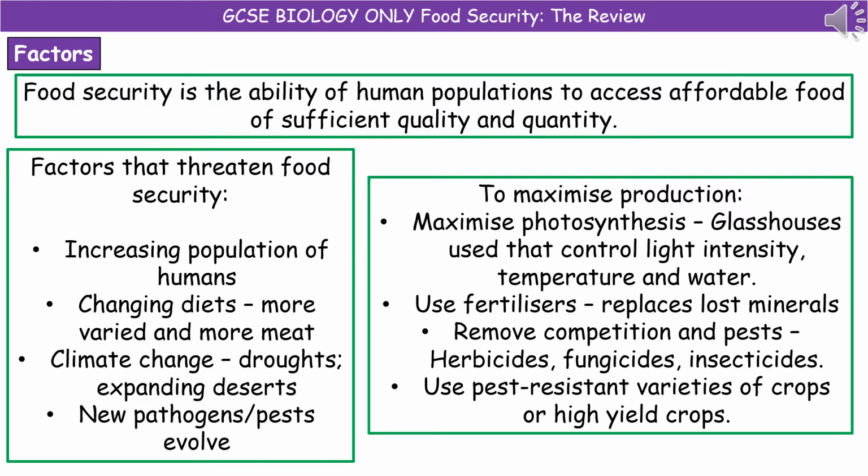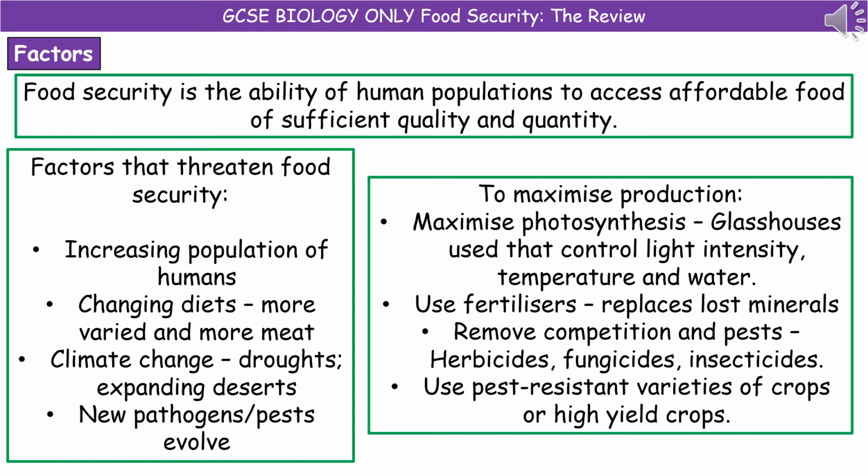Now, there are several factors that will threaten food security. Firstly, the increasing population of humans. Secondly, changing diets, so that means it's more varied and more meat is required. Thirdly, climate change, so droughts, expanding deserts, etc. And finally, new pathogens and pests are evolving.